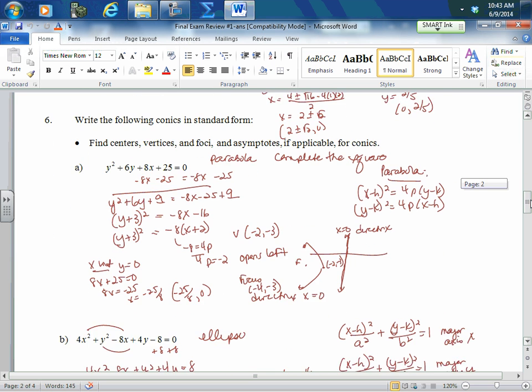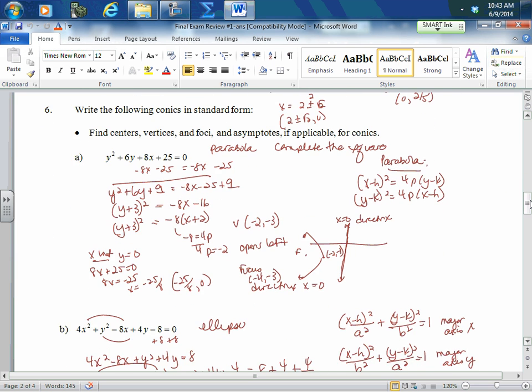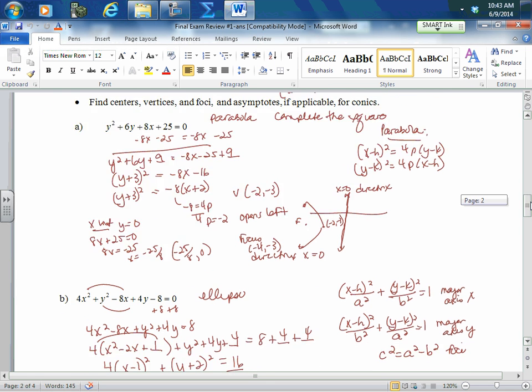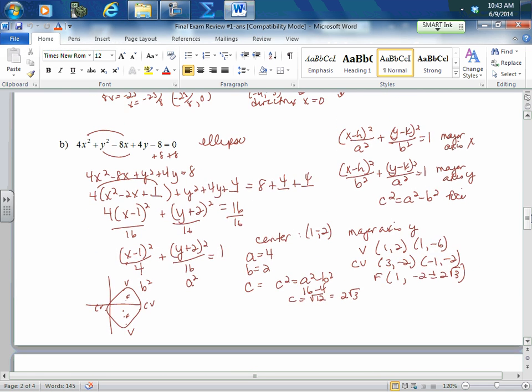Standard form, we did these. Does anybody have any questions on these? I think we did A and C. So let me get to B. Anybody have any questions on B? Aaron? Oh, say that again. How do you set it up?